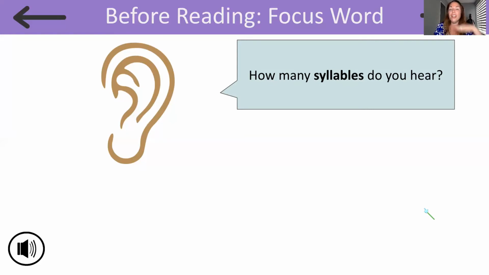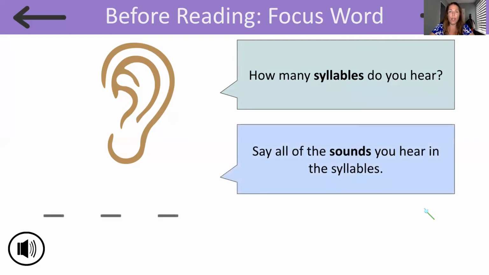Okay, we can also put our hand underneath our chin and find out how many times our chin goes down. Remember. So we have 3 syllables in our focus word. And when you stretch out our focus word, remember, what sounds do you hear in the syllables? So our first syllable is what? Right, re. Okay, so the first sound we hear is re, R-E.